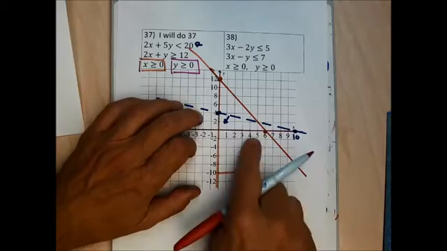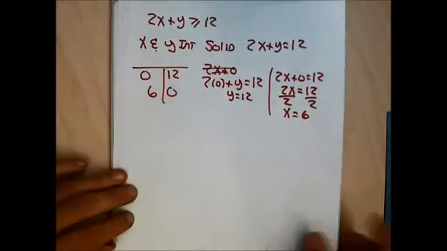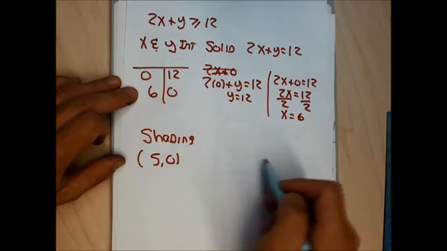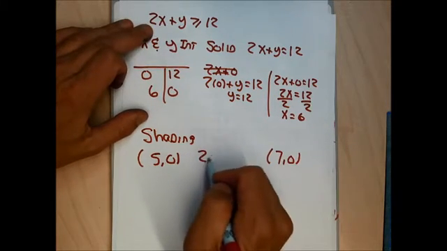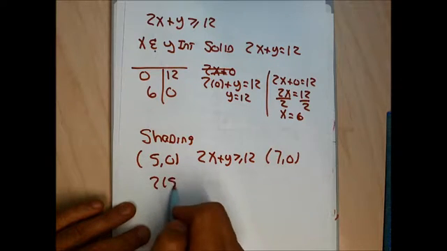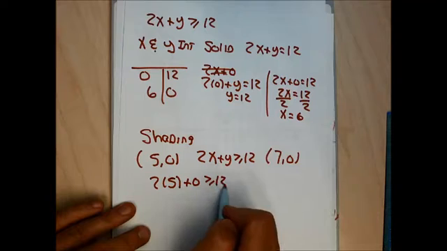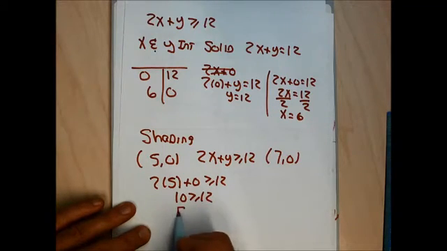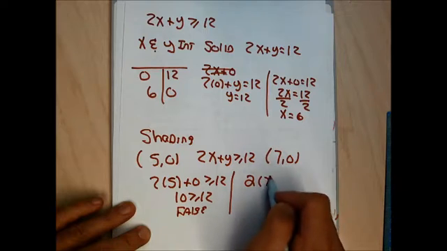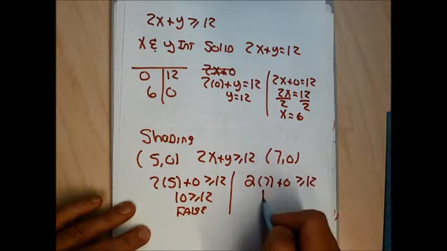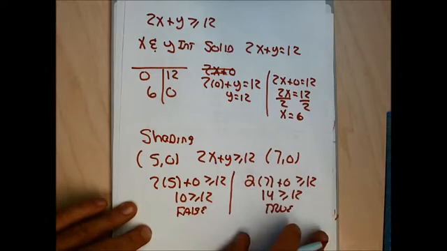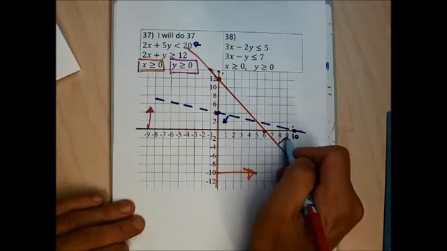Now I need to check (5, 0) and (7, 0) for my shading. I'm going to check (5, 0), which is smaller than (6, 0), and (7, 0), which is bigger, in 2x plus y is bigger than or equal to 12. First one, go 2 times 5 plus 0 is bigger than or equal to 12. This gives me 10 is bigger than or equal to 12, and that's false. The other one, plug 7 for x and 0 for y. I get 2 times 7 plus 0 is bigger than or equal to 12, which gives me 14 is bigger than or equal to 12, which is true. So I need to shade the red one towards (7, 0). (7, 0) is above the line, so I need to shade above the line.